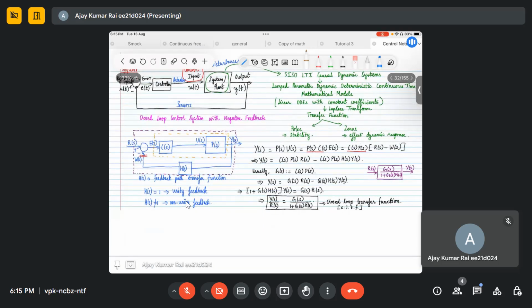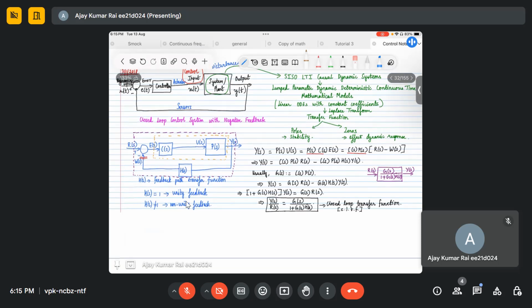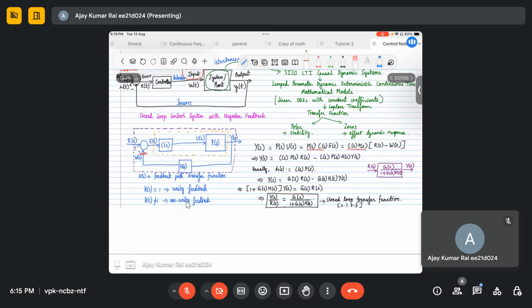So, we are trying to find out the closed loop transfer function. Initially we were working with the open loop transfer function, so only the system was there. Now we are closing it with the sensor, controller, and actuator. This is the simplified form. If you see any reference book, you will see this.